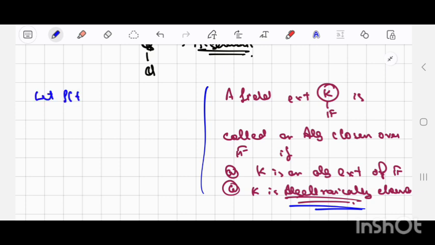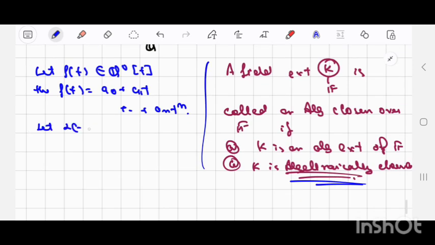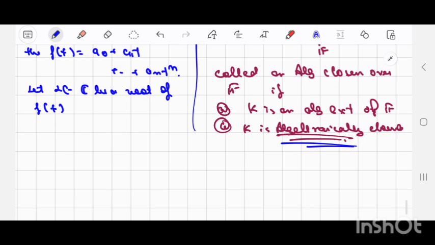Let's prove it. So I need to prove that it's algebraically closed. For it to be proven algebraically closed, what I need to prove is that if I choose a polynomial from Q naught [t], then it splits into linear factors over it, right? So let f(t) be a0 plus a1 t, and so on till an t to the power n. Now let alpha in C be a root of f(t). Okay. Clear?